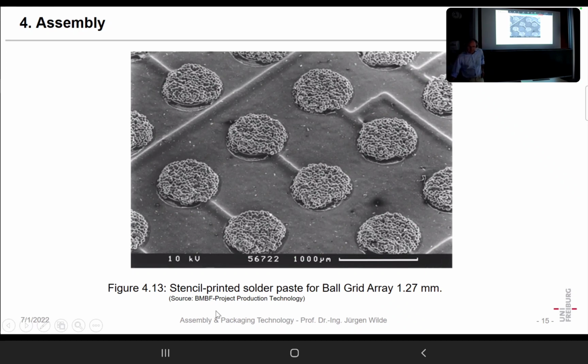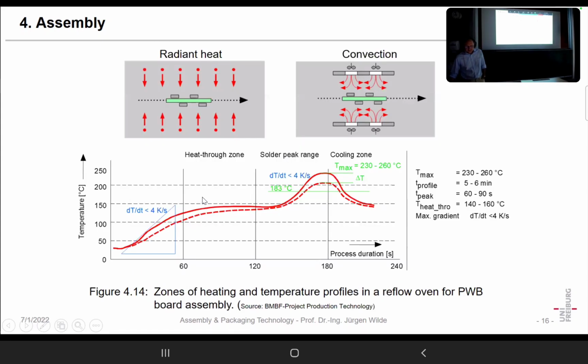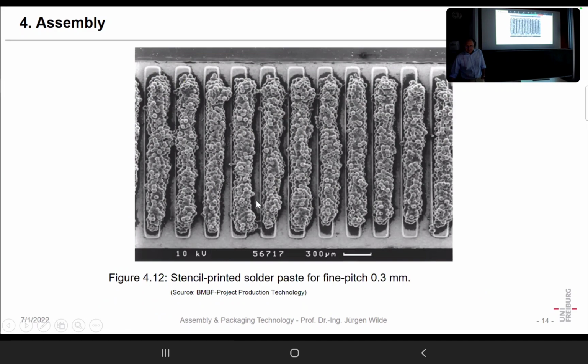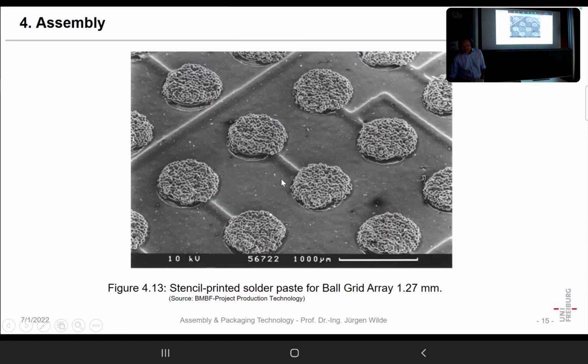And if we have such a small inaccuracy of the printing, nobody has to care about it, while the same inaccuracy on the fine pitch is deadly for the board. And in that way, the trend went towards array technologies.